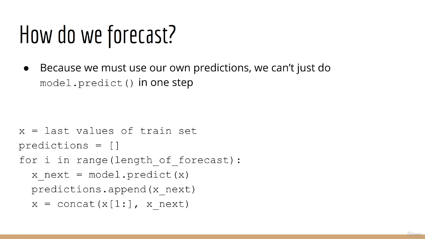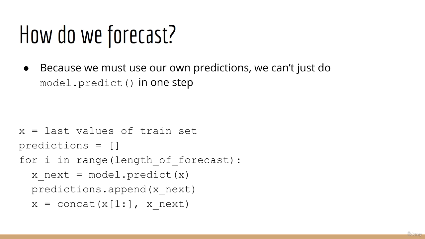Because we have to make predictions sequentially, we can't do it all in one call of model.predict like we did before. Instead, we need to use a loop and call model.predict only on the most recently generated sequence. In this pseudocode, I'll attempt to express the main idea. Our first sequence x, we initialize to the last values of the train set from which we want to predict the first value of the test set. We also initialize an empty list to store our predictions.